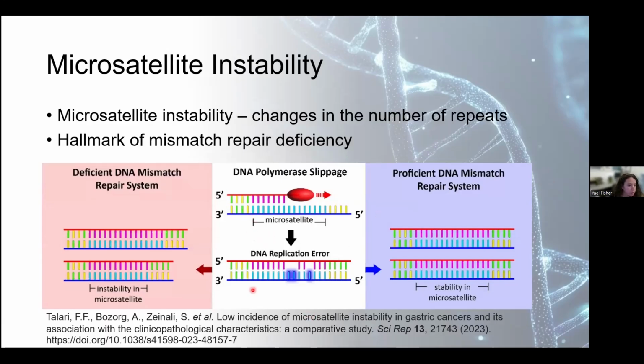So when there is DNA replication, the areas of repeats are prone to errors. The mismatch repair system, if it's intact, if it's proficient, it should correct those errors, and the length of the microsatellites would not change. But if this system is deficient, there will be instability in the microsatellites, and the length of these repeats would change.